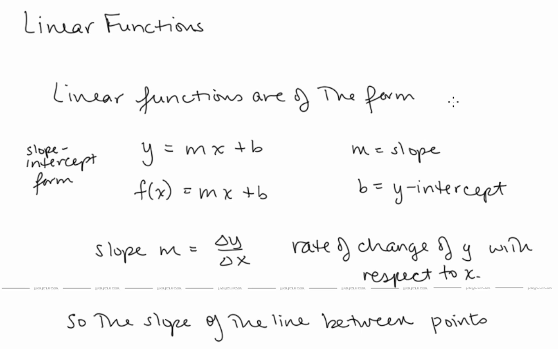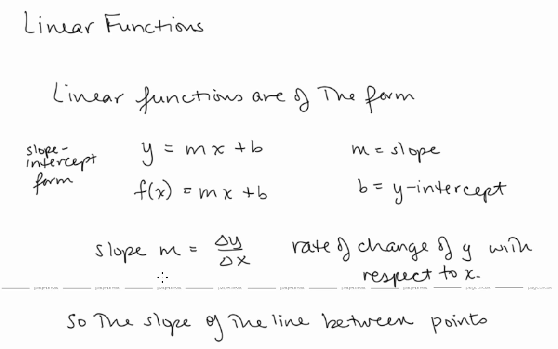Linear functions are of the form y equals mx plus b. Or to specify that it is a function, we might see f of x equals mx plus b, where m is the slope of the line and b is the y-intercept of the line. And this is the simplified form of a line, so we see this most often, and this is the slope-intercept form.